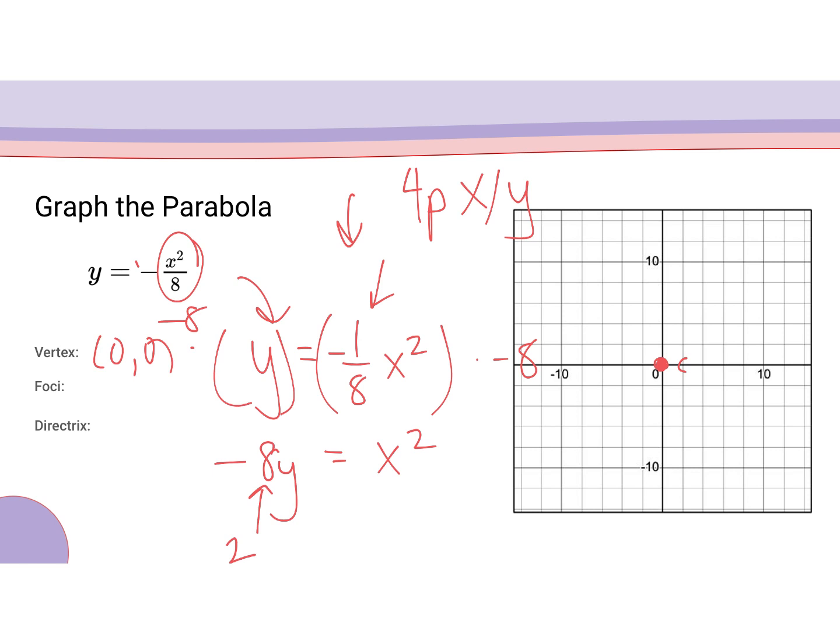Now the question becomes, where does it have to go? Well, if it's opening down, it's going to go 2 down. So my foci is going to be at (0, -2). So that's my foci. Again, I can graph my parabola this way. And then my directrix is going to be on the opposite, so it's going to be at +2. Since this line would be going horizontally, it would be y equals 2.